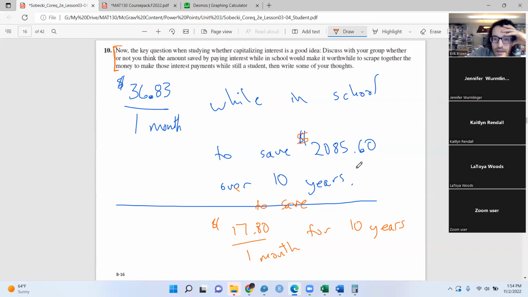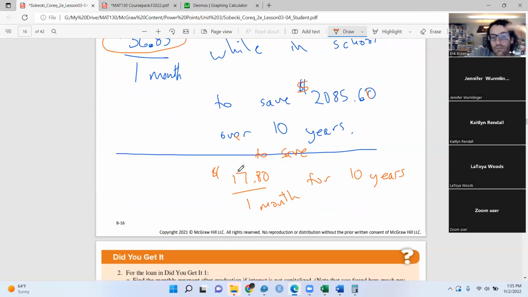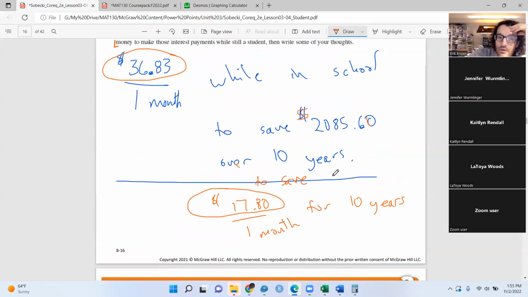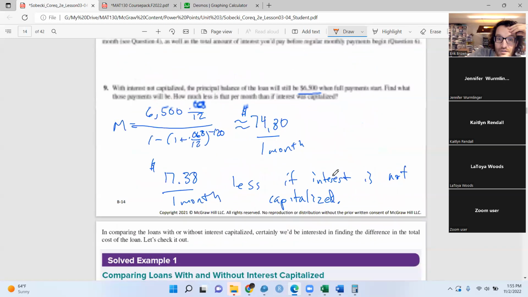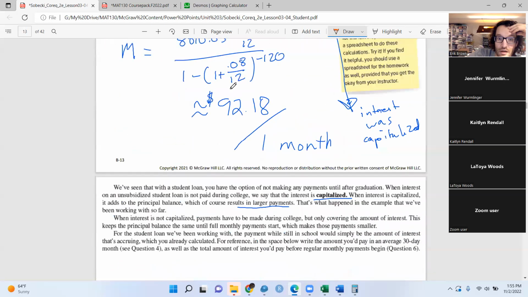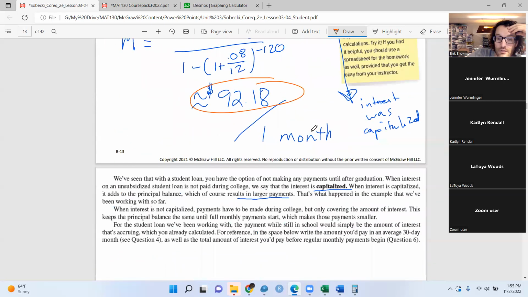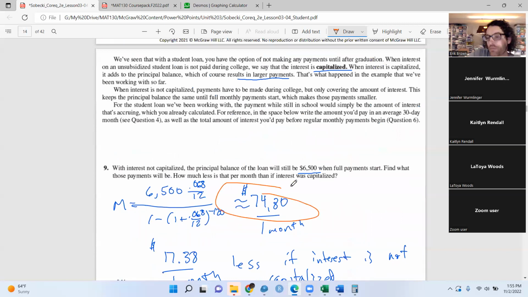Yes, I want to save the 2,085.60. I know I'd be able to afford the 36.83 extra a month up front to save this over the long term. Or no, it's not worth it. I'd rather not have the stress of scraping together this amount of money while in school. I'm going to have a better paying job when I get out, so I'll be able to afford the 1780 extra that I'm going to have to pay when I get out. That's the difference between paying $92.18 per month versus $74.80 per month.